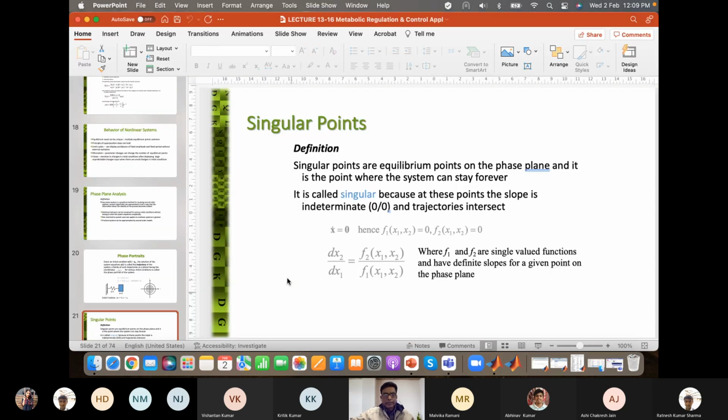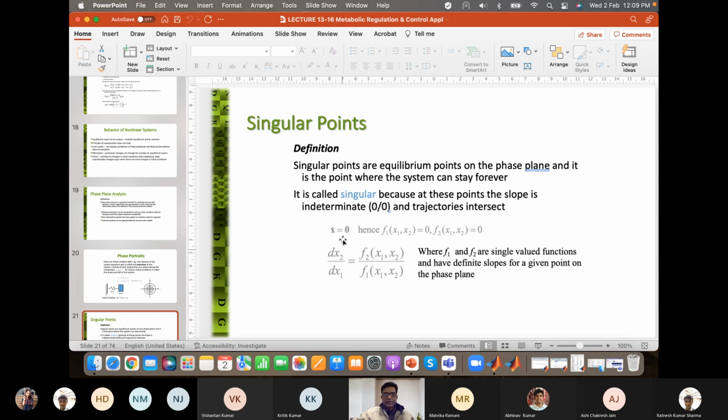And here, the first thing you need to understand is what singular points are on the phase plane. These are the points at which the system is in equilibrium, and points at which the system can stay forever. The way you find them is just by setting the time derivative to 0.